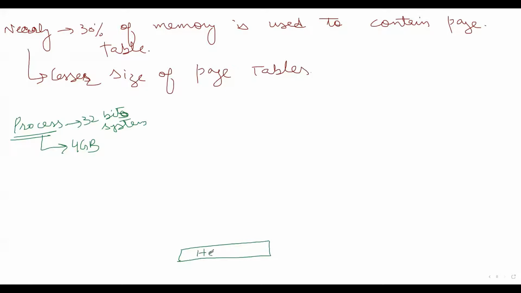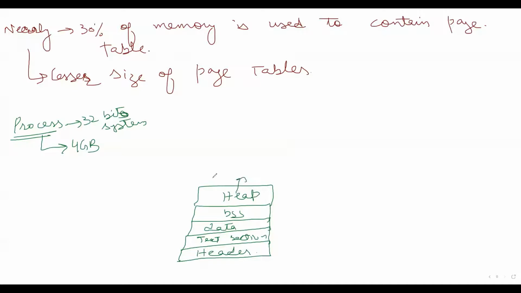So this 4 GB virtual memory will be like this for a process. It will have a header, and then after that, we will have a text section. Then after that, we will have data section. Then we will have BSS section. Then we will have heap section. Then we have this free memory. Then we have stack on the top. So this in between memory is free. It is used only when stack grows or heap grows.